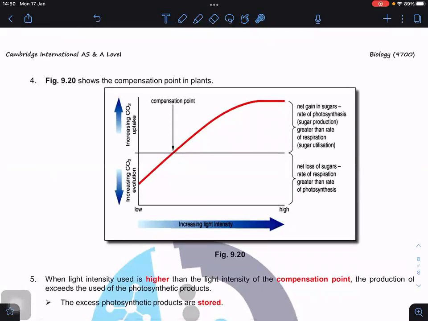So we can see that the first part shows an increase of the CO2 concentration, or uptake, sorry. So this is due to what? CO2 uptake during photosynthesis. Okay, increased CO2 uptake for photosynthesis. And the bottom part shows increased CO2 evolution, or release. This is due to respiration. Are you clear?